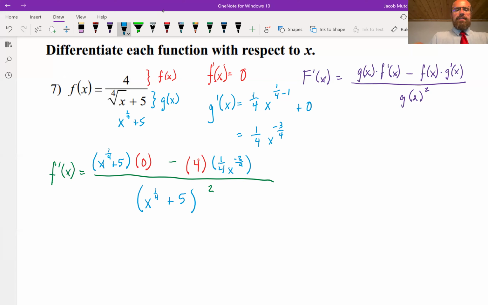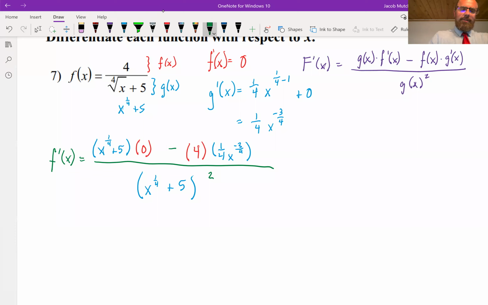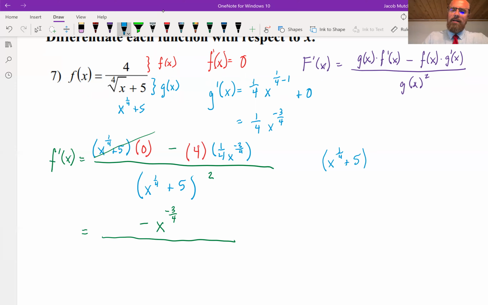Just like with the previous example, I'm ready to simplify. So now I see that first term's going to cancel. So in my fraction, I'm going to multiply -4 times a quarter. So that's going to just reduce to -1, or just negative. And then all that's left from that other multiplication is x to the power of -3/4. For my denominator, I want to bring that x to the power of a quarter plus 5 and expand it. So it's that binomial times itself.